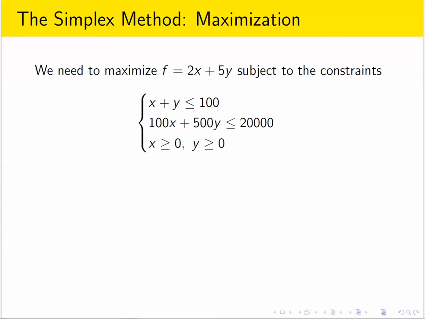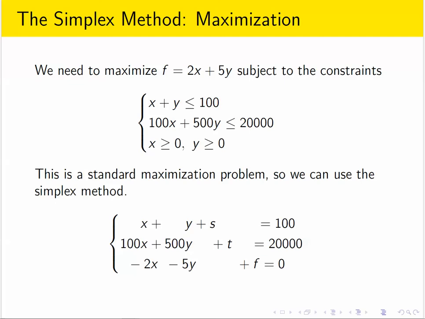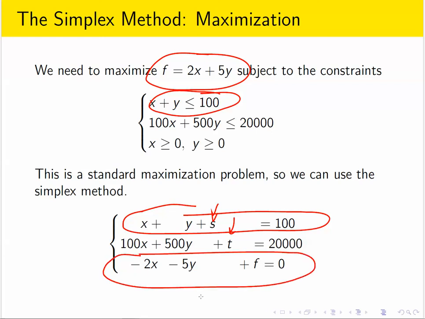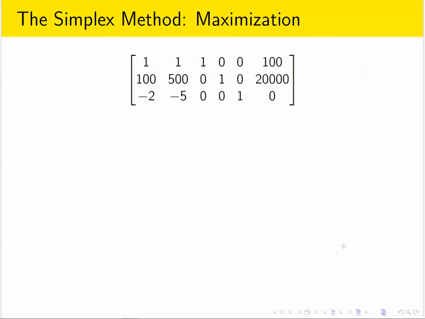And looking over everything now, we see this is a standard maximization problem, so we will be able to apply the simplex method. We start by introducing the slack variables that allow us to change each of the constraint inequalities into equations. And we write down the objective function in the form of an equation with all the variables on the same side of the equation as our plus f. Now with these 3 equations, we can write down the corresponding augmented matrix representing that system of equations.